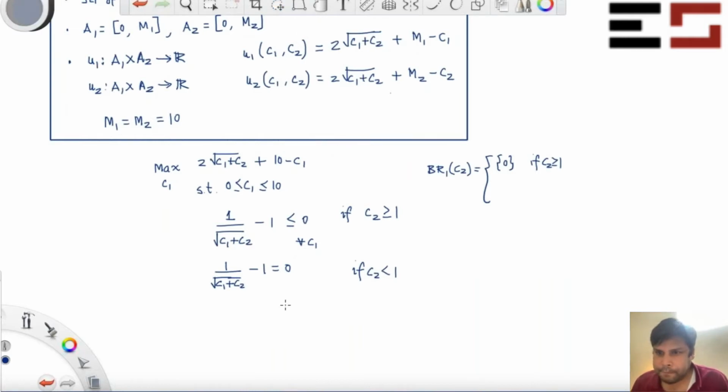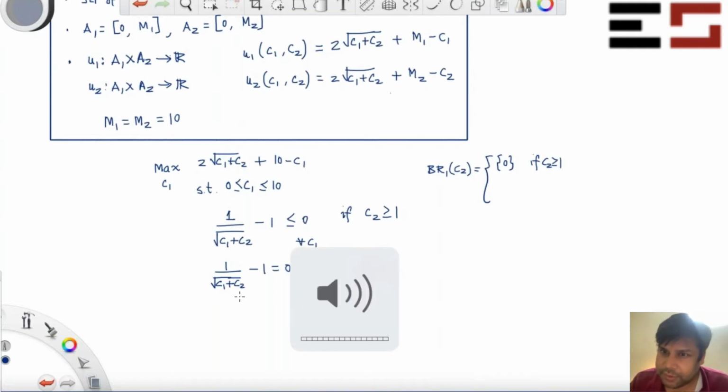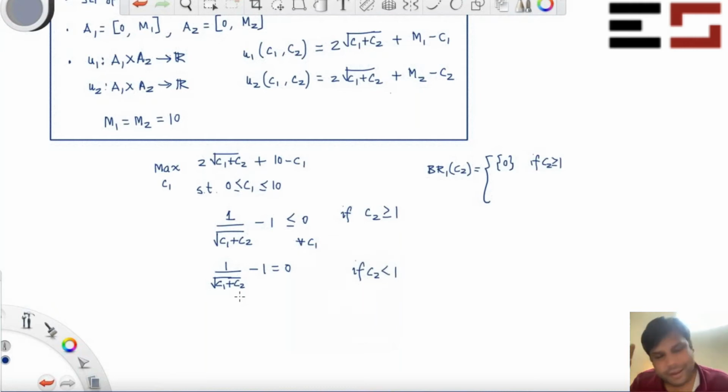Yes or no? Is that fine? Okay, so what are we going to get when we solve it? Sir, here we have put the derivative equal to 0, because if C2 is less than 1 and the person increases C1, then he will receive some extra marginal benefit, and he will like to contribute until that marginal benefit becomes equal to 0. That's right. So he would keep on contributing till his marginal benefit becomes 0.